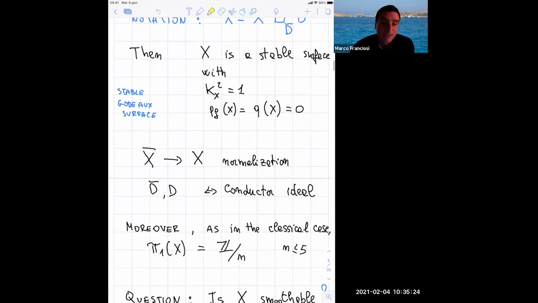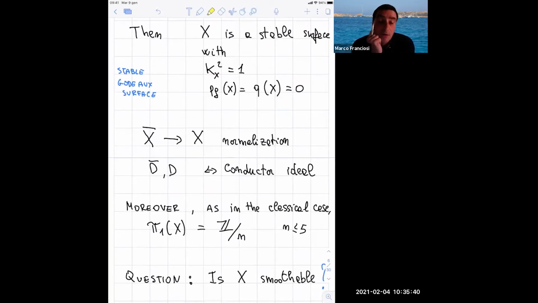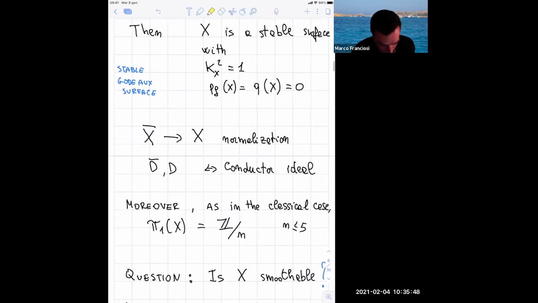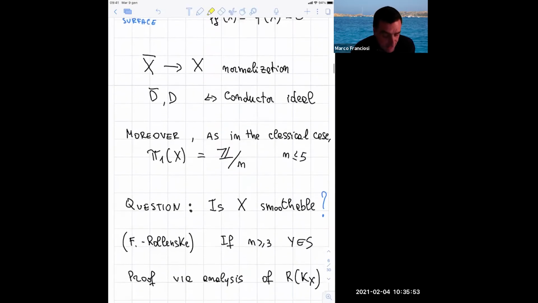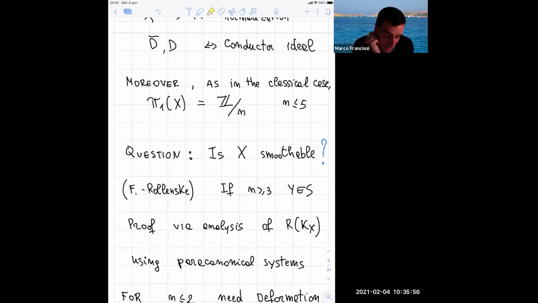We have X bar on top, X the normalization map. D bar and D correspond to the conductor ideal. And moreover, as in the classical case, the fundamental group is Z over N with N less than or equal to 5. So the question is: is such an X smoothable? With Zunke, we proved that for N greater than or equal to 3, they are smoothable.